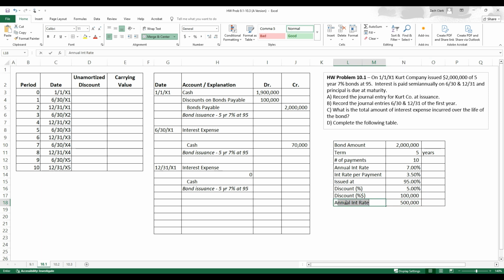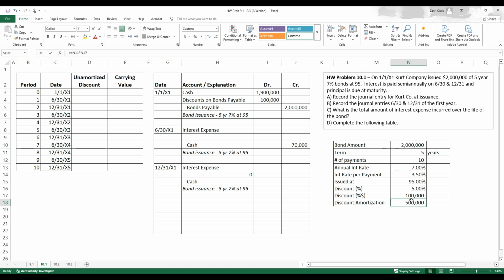So let's calculate the bond discount amortization. There we go. Again, this will be all completed when you get your version, and you'll have a row for that and everything. But we have the number of payments is 10. The discount we got was 100,000. So let's divide that by 10 payments. So it's going to be 10,000 per payment essentially, and we're going to want to credit.